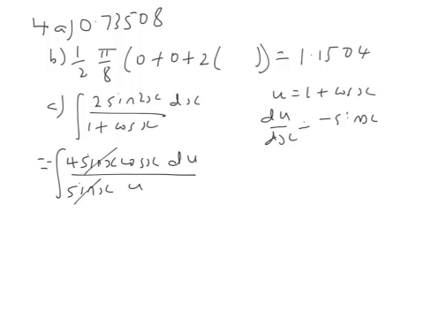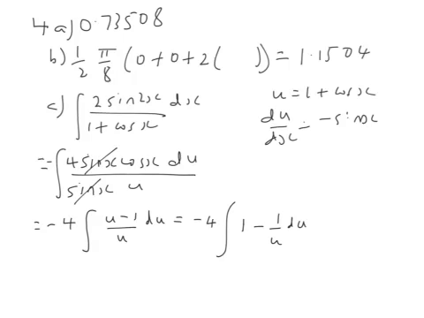Sine x divided by sine x is 1, so it's minus 4. Then I've got cos x at the top. Cos x is obviously u minus 1. So it's minus 4, u over u is 1, 1 over u is 1 over u. So we can now integrate these bits separately. So it's minus 4, and then 1 integrates to u, 1 over u integrates to ln u, plus c. Okay, let's move on to the next slide.